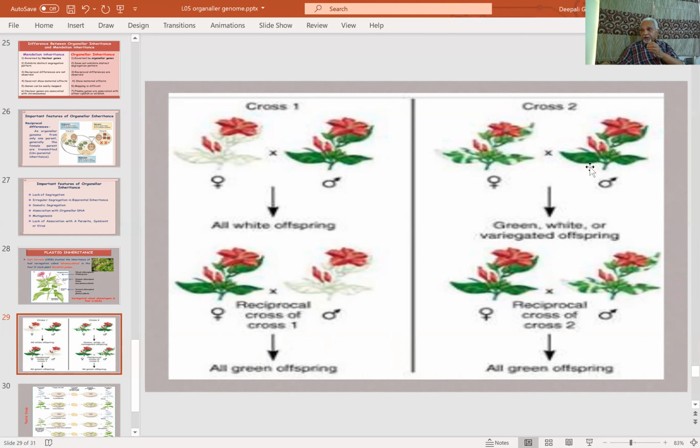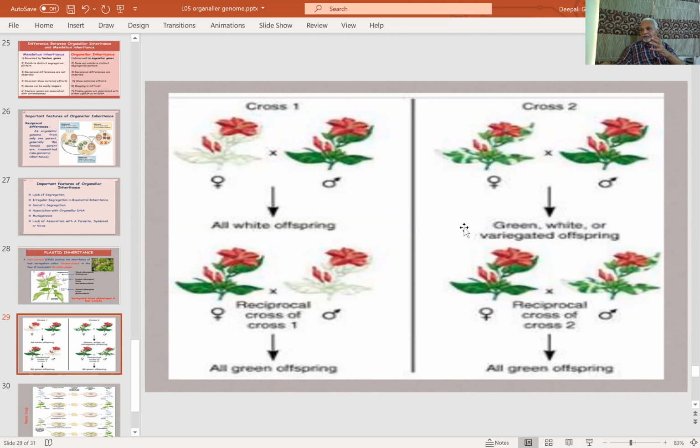So similarly, if you take a variegated leaf plant as female and green as male and cross them, then what you see here is a combination of all three types of leaves. You have green leaf plants, white, and the variegated offsprings.